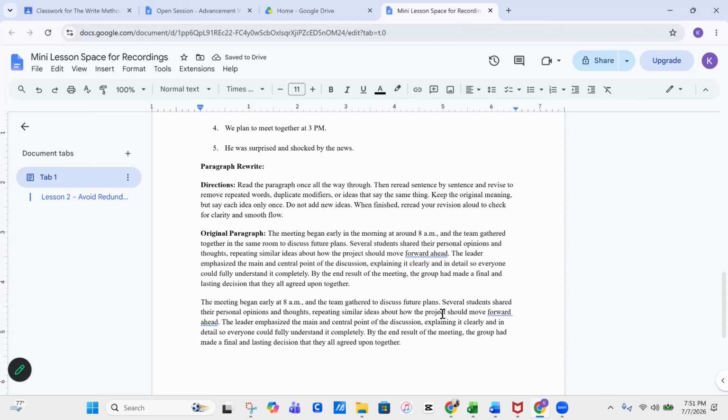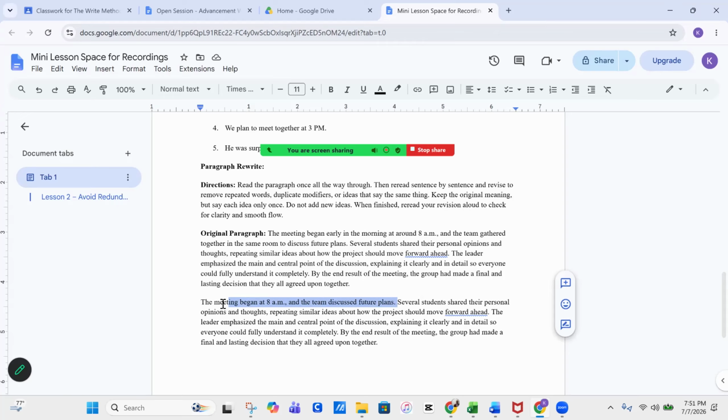The meeting began early. Well, early is subjective, right? Is it earlier than usual? No, we're not emphasizing that. So that's not needed. The meeting began at 8 a.m. and the team gathered to discuss future plans. Okay, how about this? And the team discussed future plans. People, what are you trying to communicate here? That there's a team that's discussing future plans, right? So that's what guides you in this.